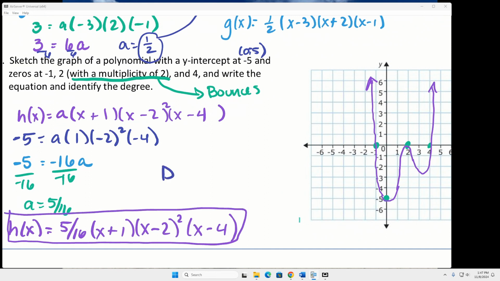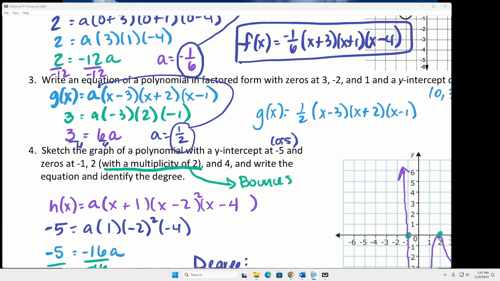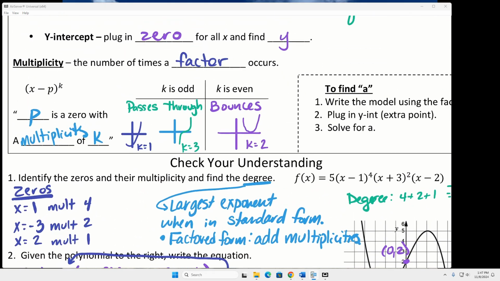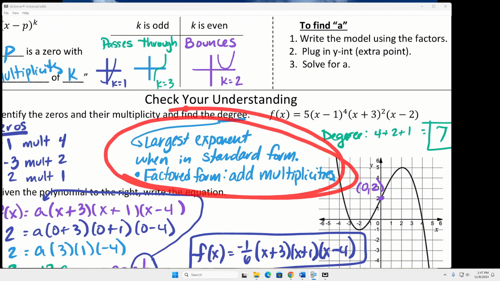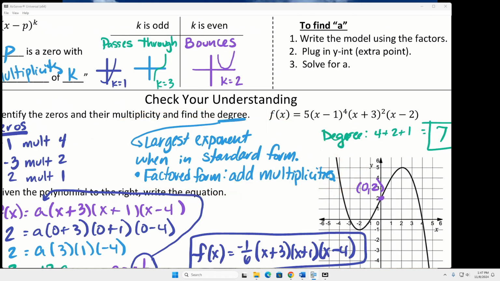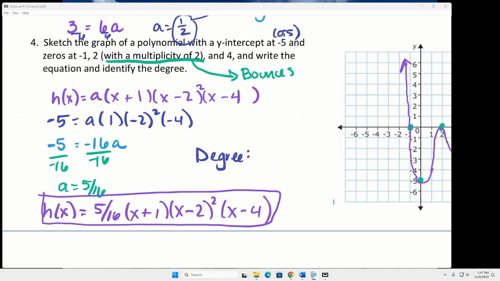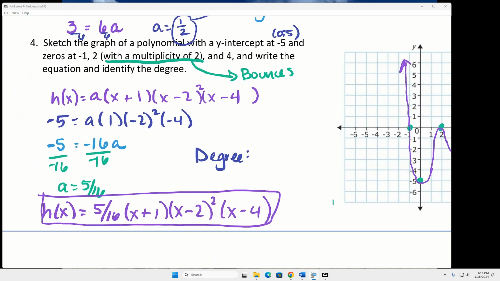And then the third thing, they asked us to find the degree. So whenever your function is in factored form, it's right here. It's in a weird place, the information is. When it's in a factored form, remember you add the multiplicities. So what do you guys think? What would the degree be? It would be 4. So you're adding 1 plus 2 plus 1.